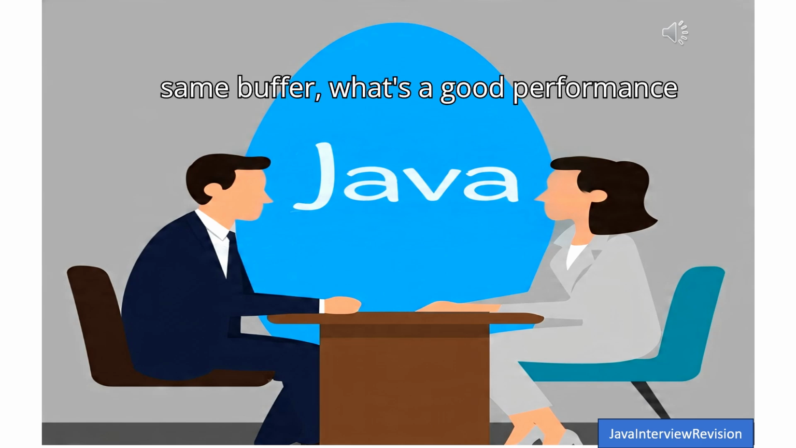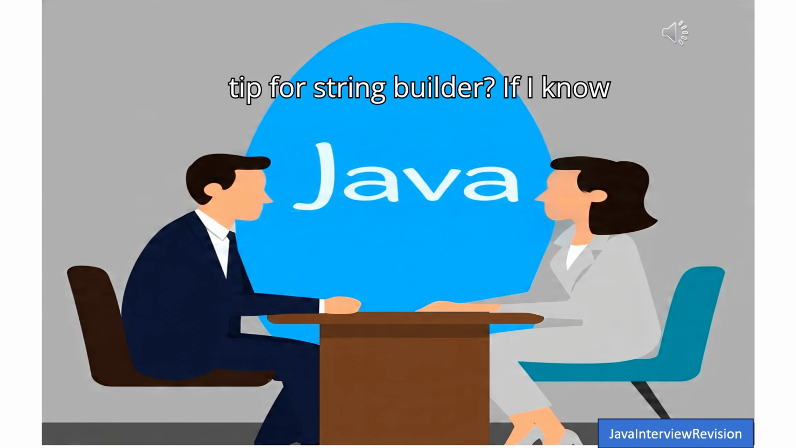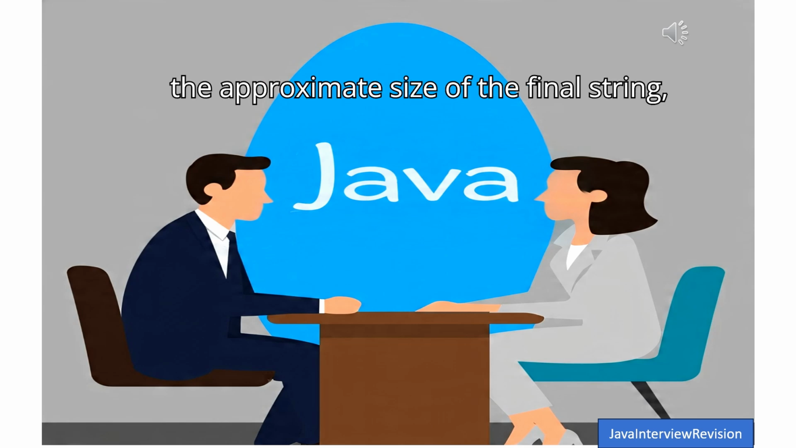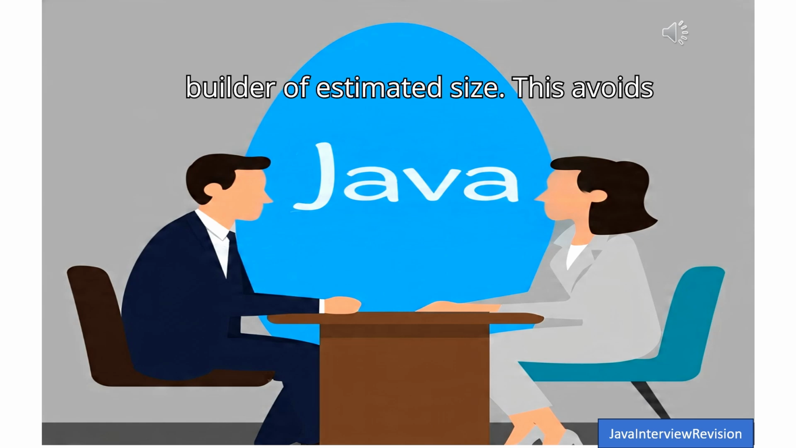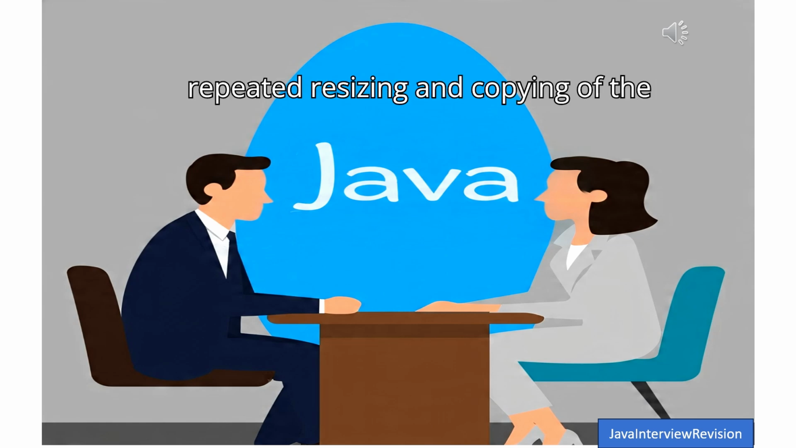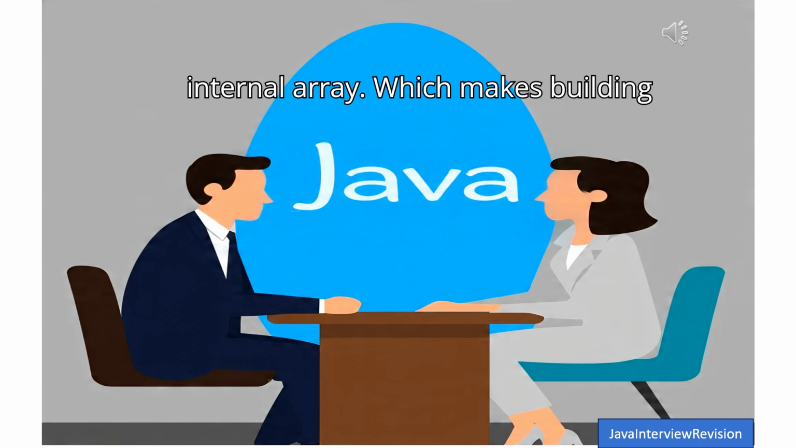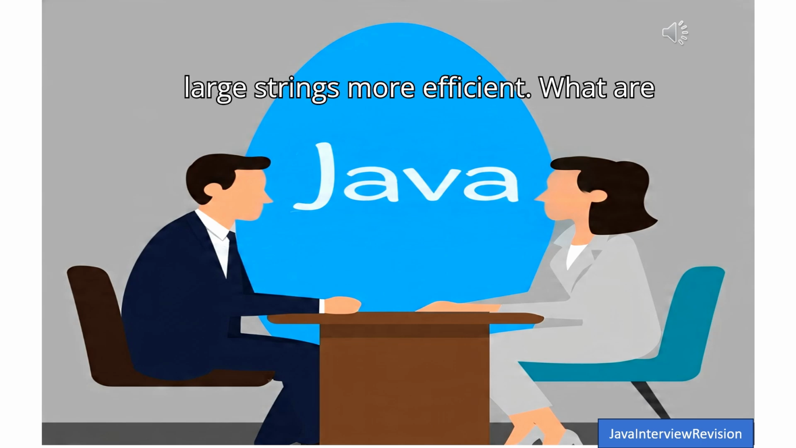What's a good performance tip for StringBuilder? If I know the approximate size of the final string, I pre-size the builder using new StringBuilder(estimated size). This avoids repeated resizing and copying of the internal array, which makes building large strings more efficient.